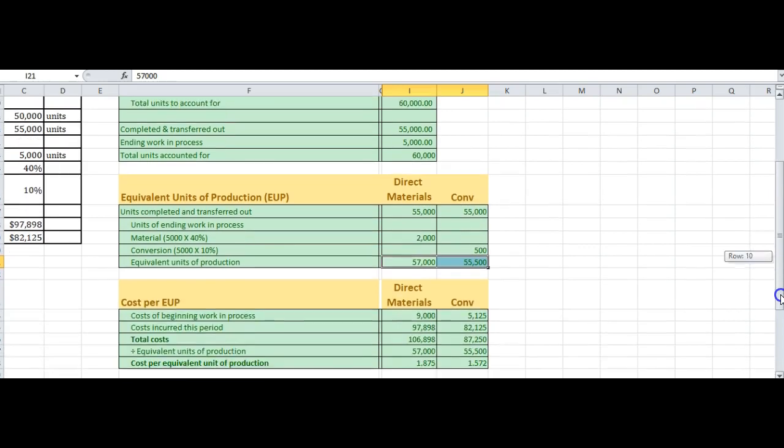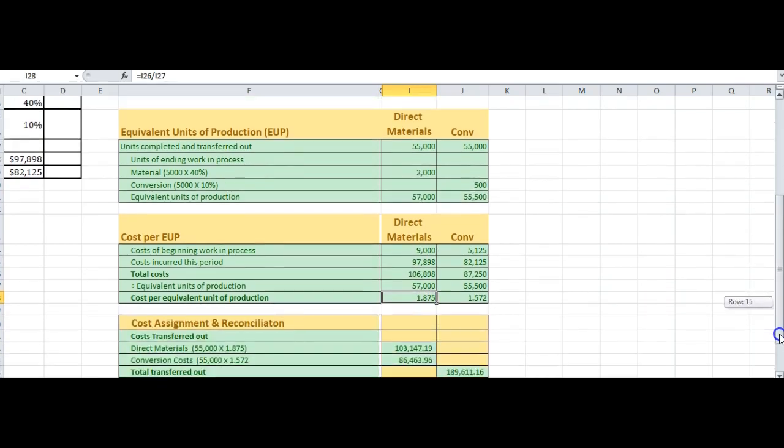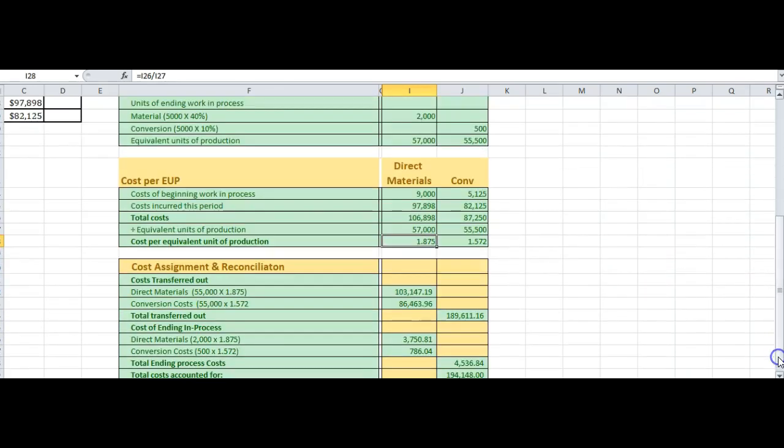And now you're going to bring that down and you're going to look at costs. So again, you take your beginning costs, you take the costs that were incurred, add those together to come up with direct materials and conversion costs, and then divide those by the equivalent units to come up with the cost per unit. And now you can do your reconciliation.